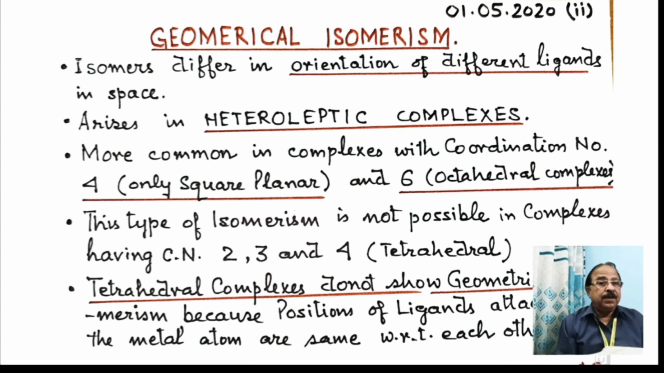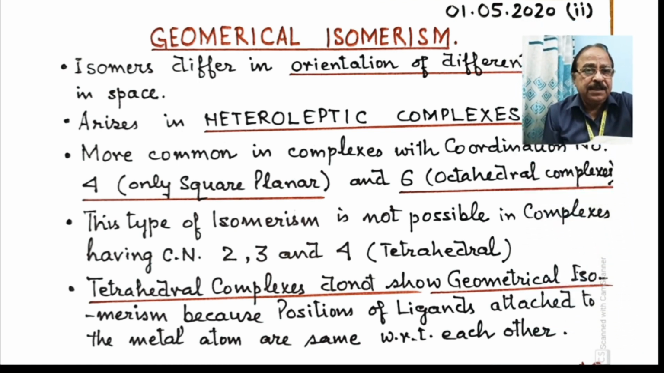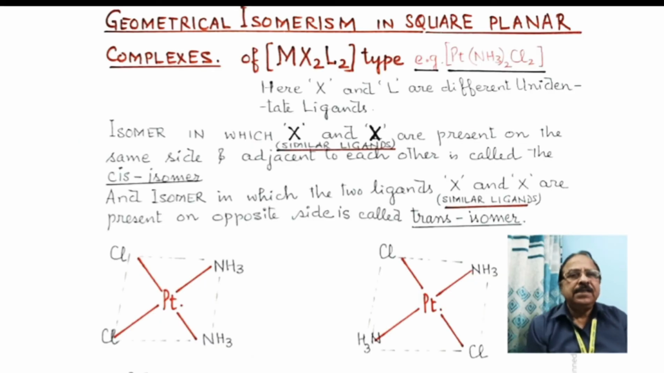And what about complexes having coordination number 6? Complexes having coordination number 6 show geometrical isomerism. So we will discuss geometrical isomerism in square planar complexes having coordination number 4, and then in octahedral complexes of different types. Now let us understand geometrical isomerism in square planar complexes.